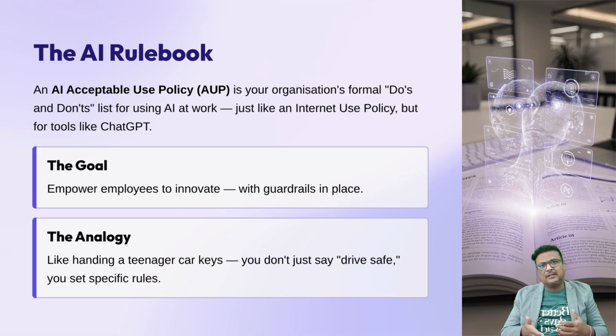You've probably seen a general internet use policy at your office that says you can't visit certain websites. The AI AUP is just like that, but specifically for tools like ChatGPT or specialized machine learning software. Imagine you give your teenager the keys to the car. You don't just say drive safe, you give them specific rules about speed limits and passengers. That is what we are doing for our employees.